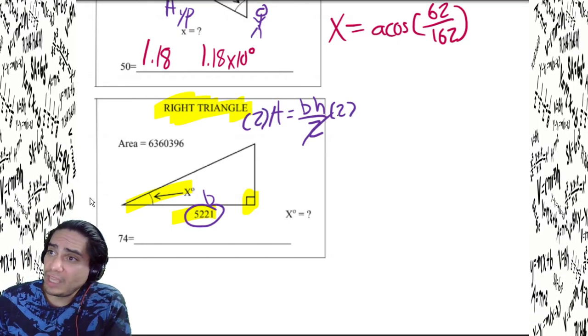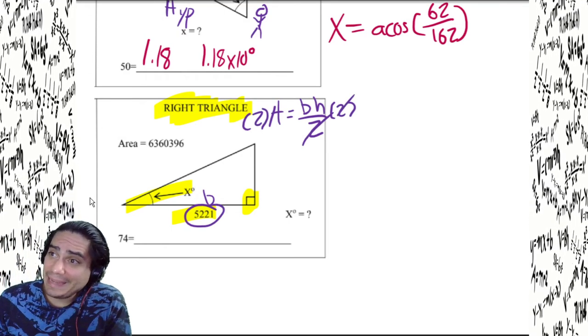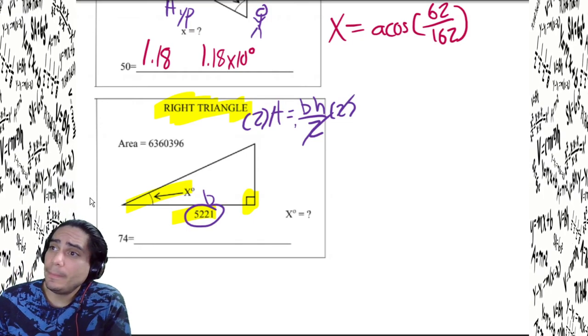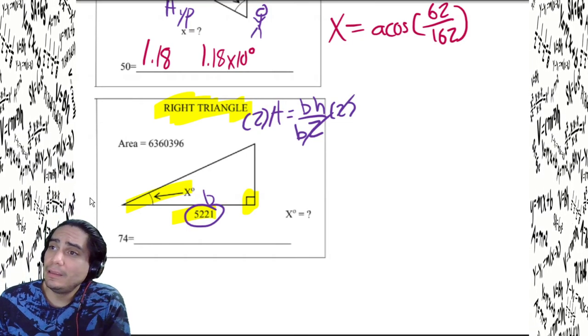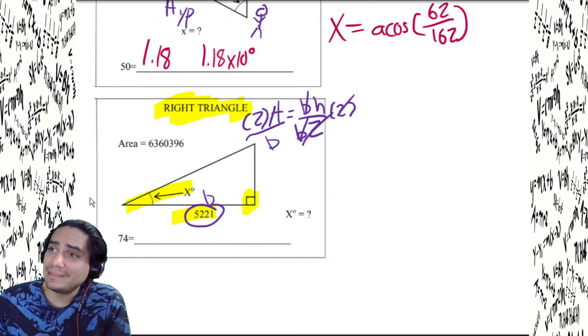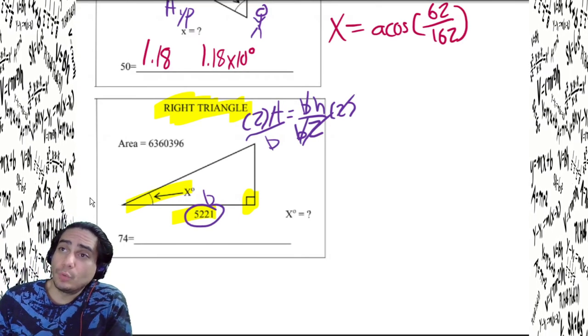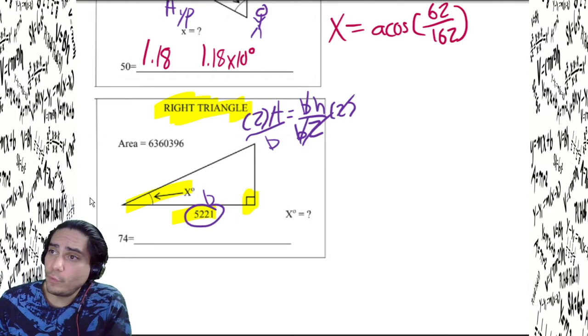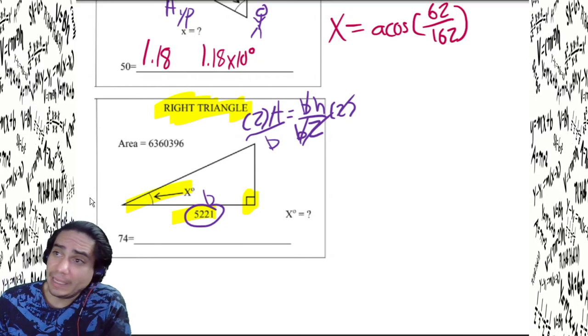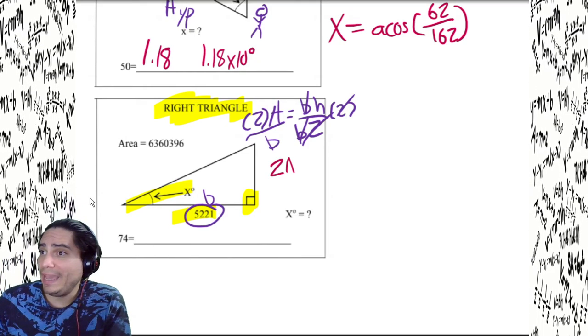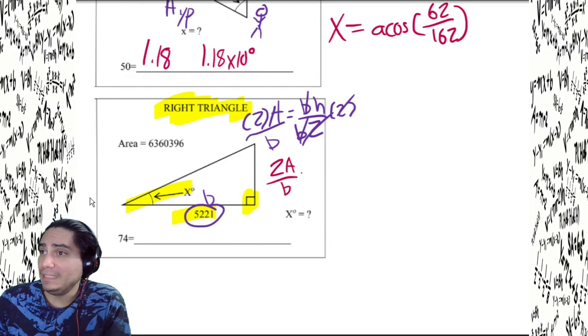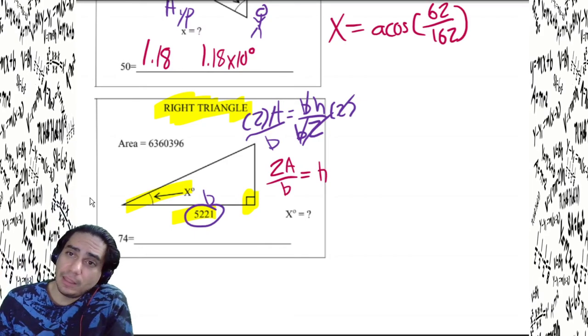All right, the 2's cancel. And then we're gonna divide by the base, and the bases cancel on the right, so we're really left with this new formula that gives us the height, the other leg. It's going to be 2a over b equals the height. It's a little bit of algebra.